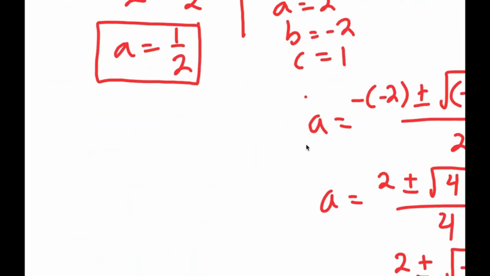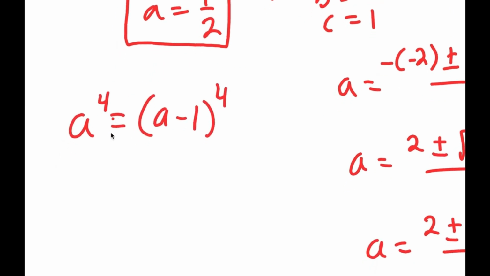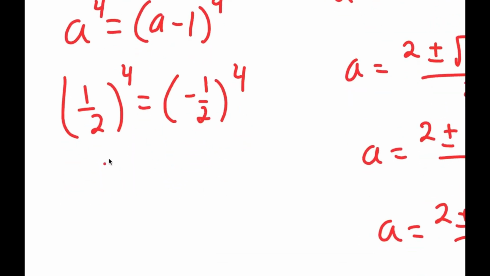And finally, just to check, I can't check the imaginary solutions, but I can check 1/2. So I have a to the power 4 is equal to (a - 1) to the power 4. a is 1/2, so I get (1/2) to the power 4 is equal to (negative 1/2) to the power 4. And both of these equal 1 over 16. So this is right, and my solution is right.